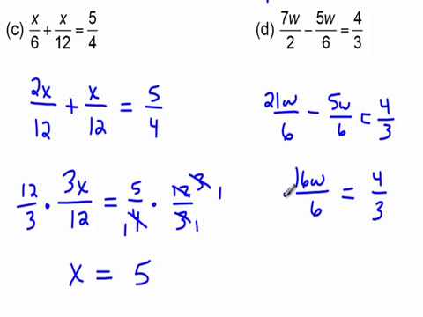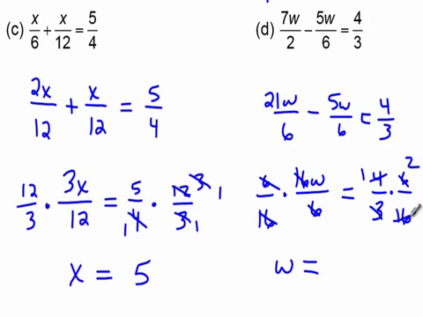We'll multiply both sides by 6 over 16. On the left, 6's divide out, 16's divide out. We're left with 1w equals 3 divides into 6 2 times. 4 divides into 16 4 times. So we're left with 2 over 4, which is 1/2. So w equals 1/2.